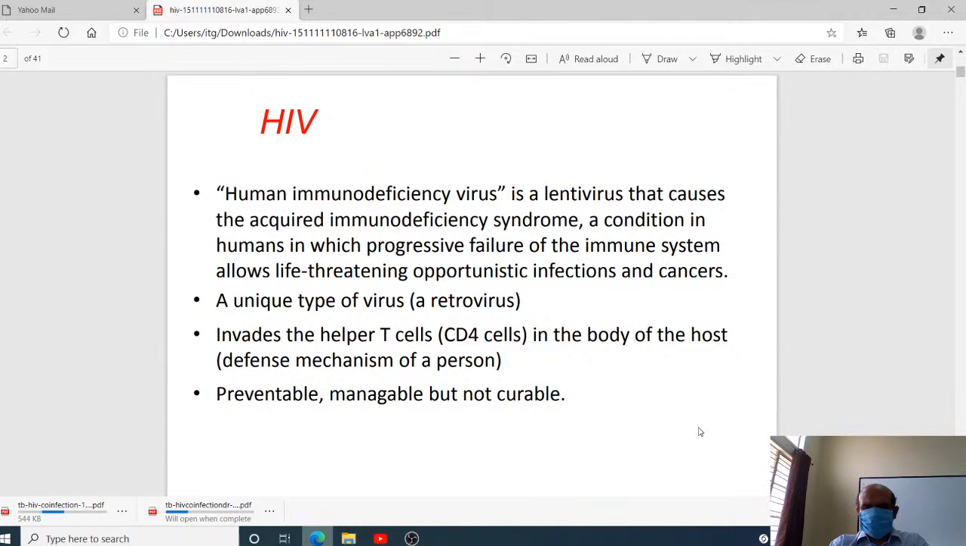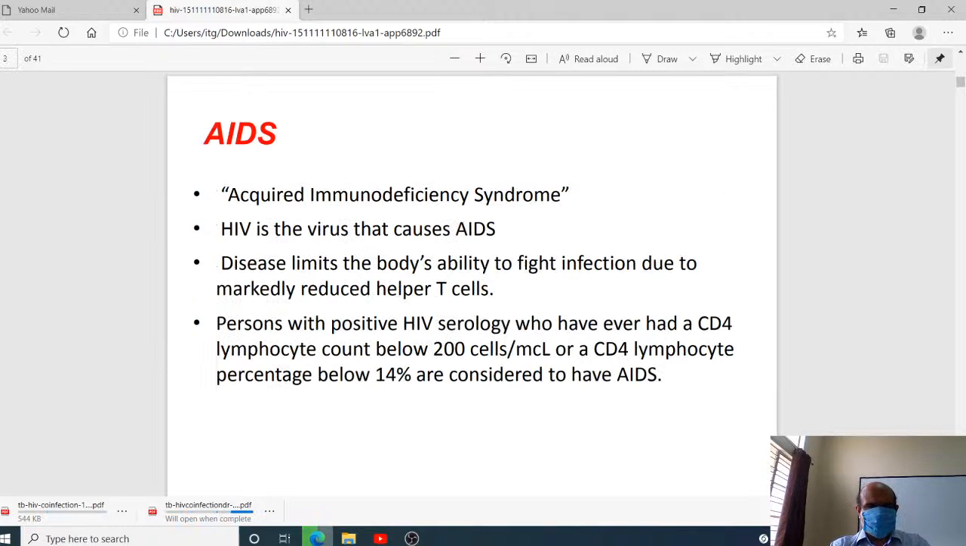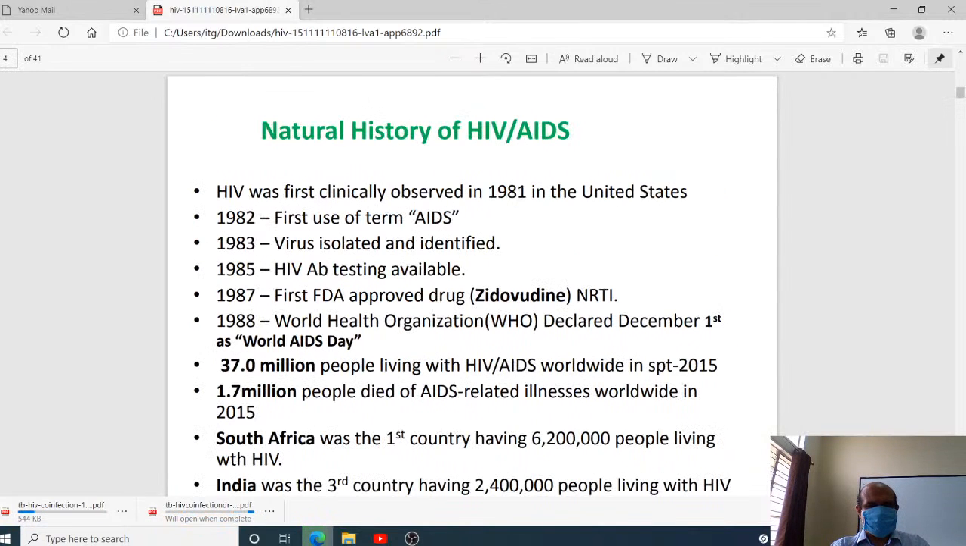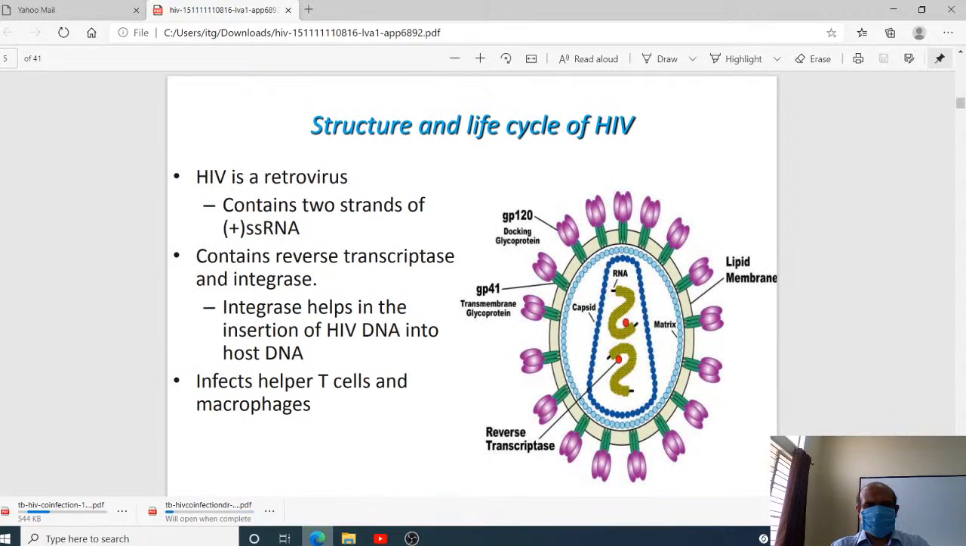In the meanwhile, I'll try to cover some of the other portions of HIV in this lecture. We know the definitions of HIV, the history, the structure and the life cycle. Coming to structure and life cycle, I don't remember if I covered it in some other slide, but I'll cover it again.